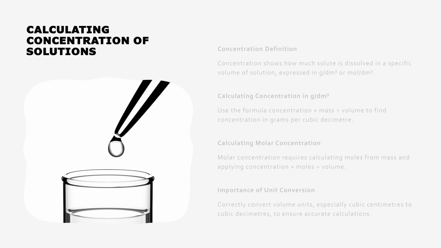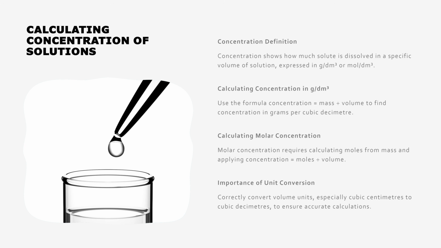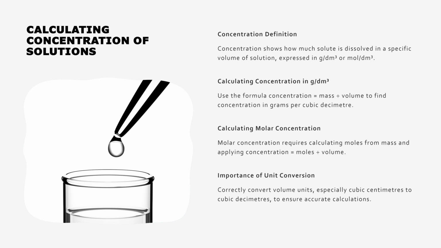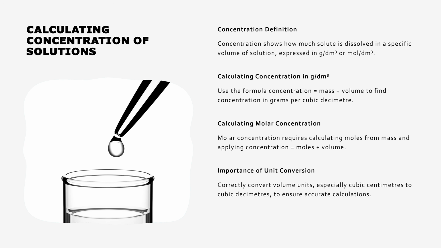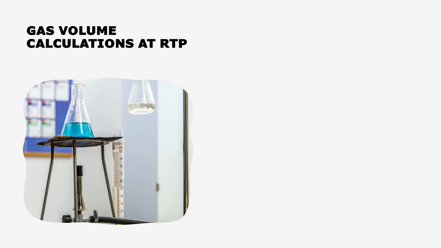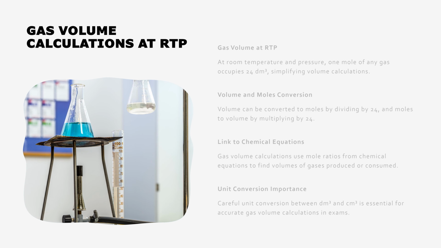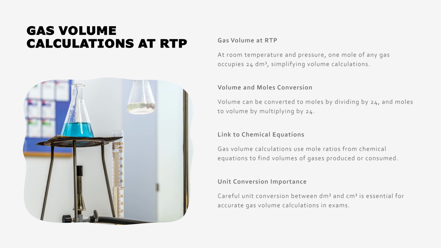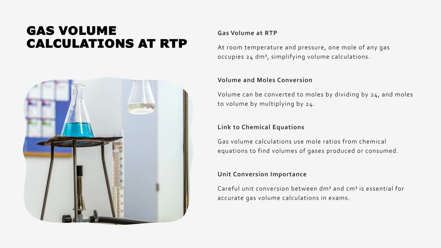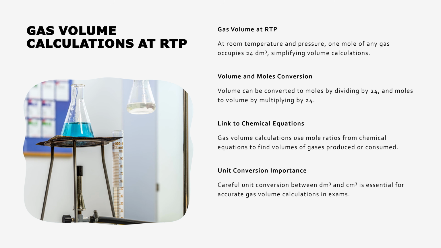Concentration calculations describe how much solute is dissolved in a given volume of solution. Concentration can be expressed in grams per cubic decimeter, g/dm³, or moles per cubic decimeter, mol/dm³. At room temperature and pressure, 1 mole of any gas occupies 24 cubic decimeters. You can use this to calculate gas volumes in reactions.